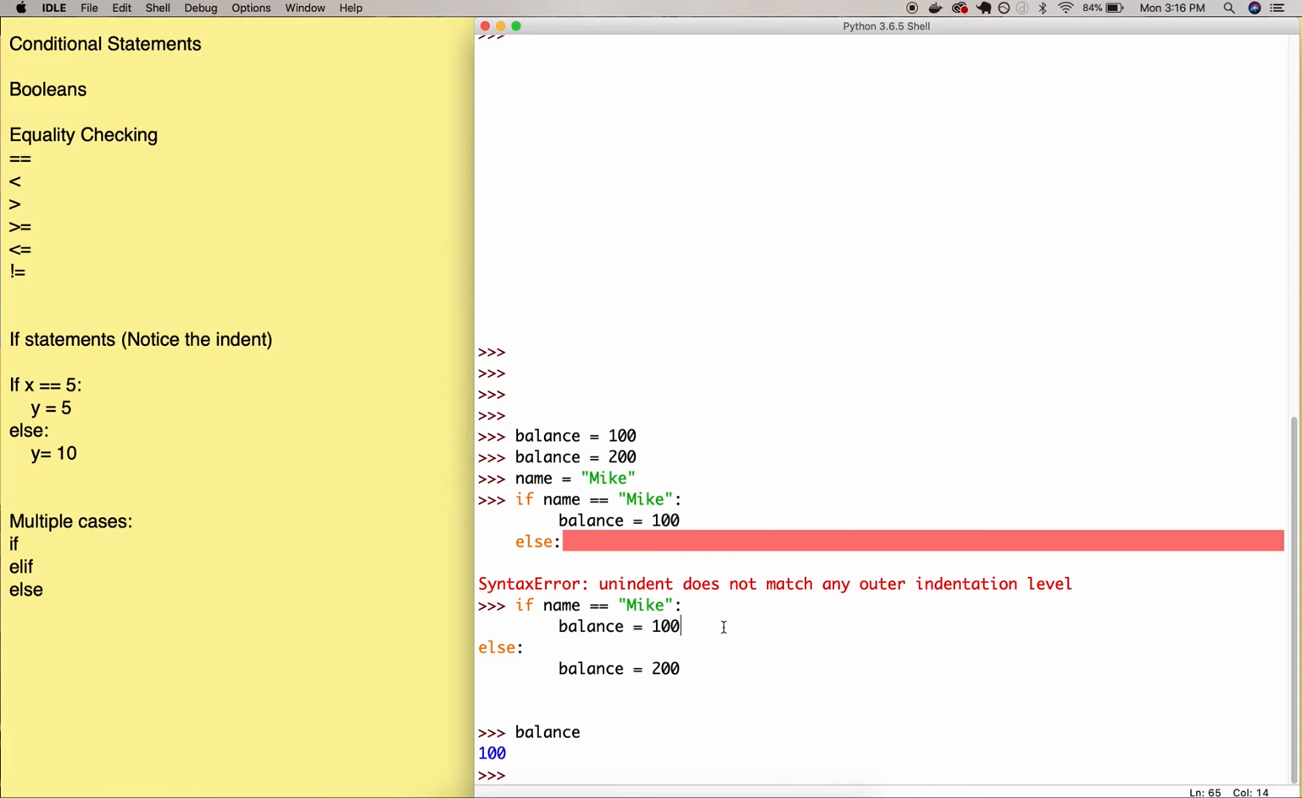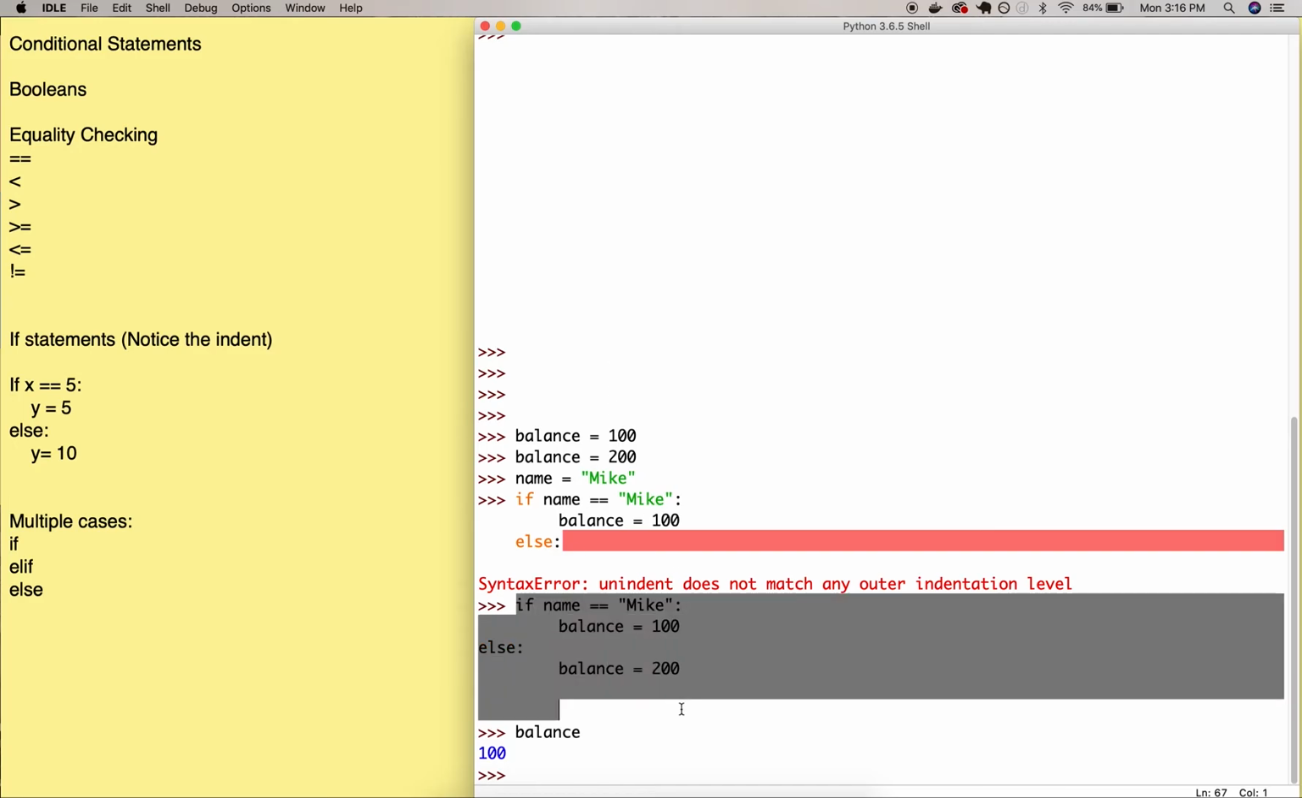Else, meaning if this if statement is not true, then I'm going to go to the else, and I'm going to say balance is equal to 200. That means we're interfacing with Greg if we're the bank, right? The bank's either interfacing with me or Greg. Else balance is equal to 200.